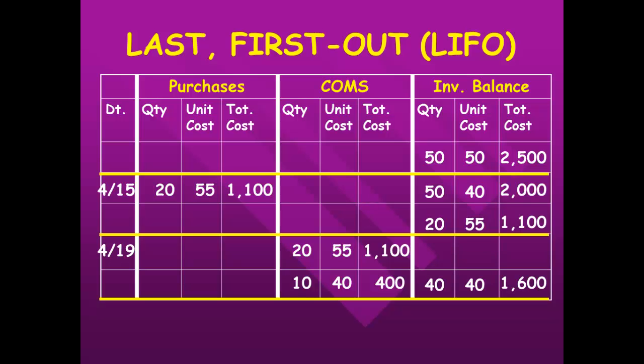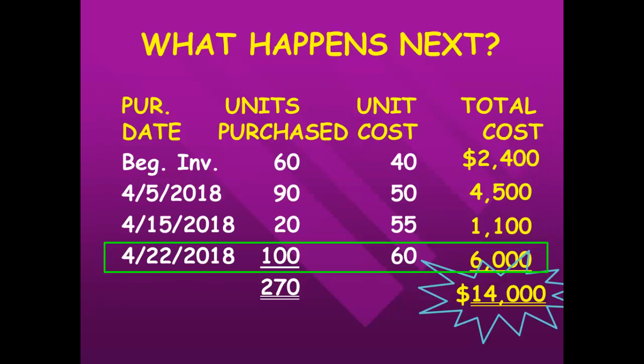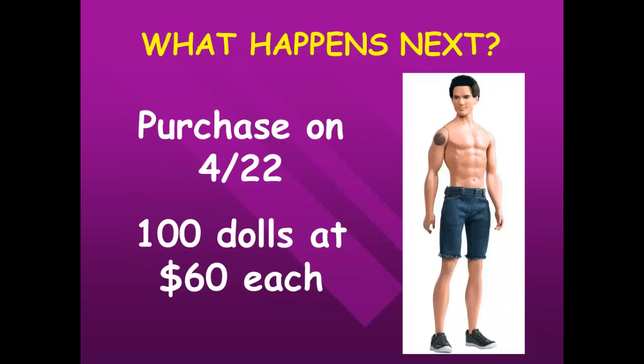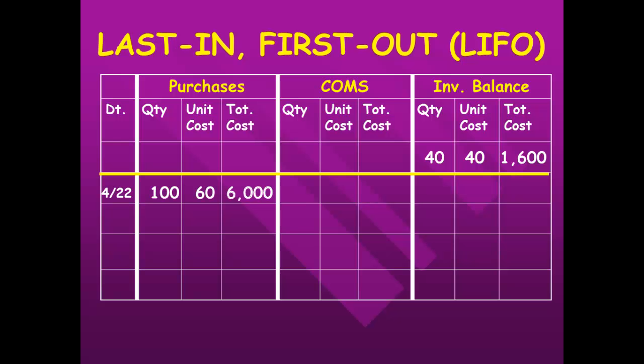All right, date-wise, what happens next? We're going to buy 100 units at $60. So we're going to buy 100 units, $60 each. We had 40 at 40, and now I have 140.